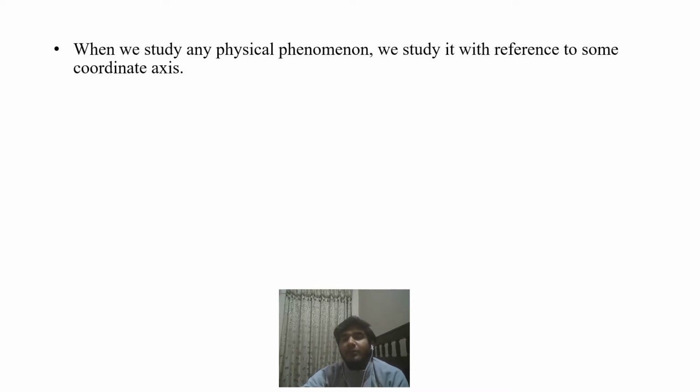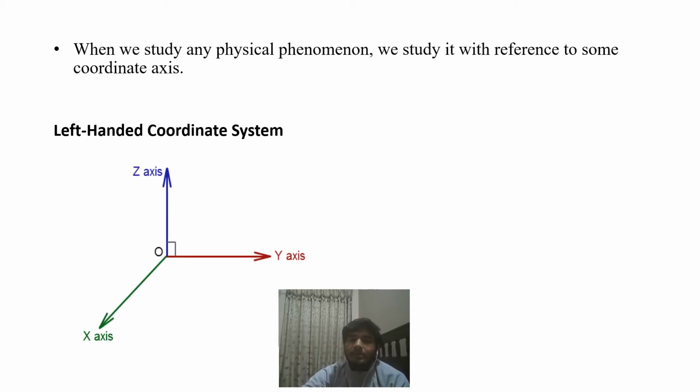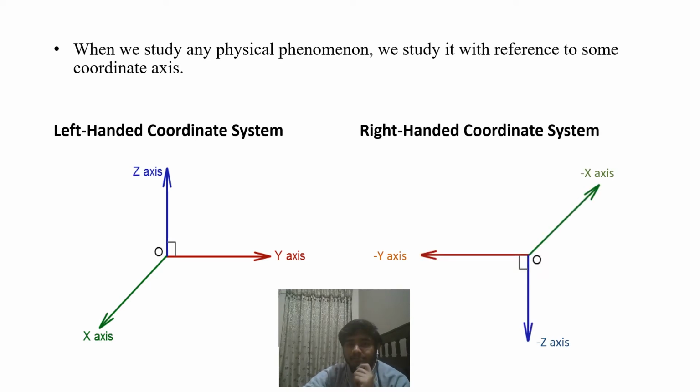Whenever we study any physical phenomena, we study it with reference to some coordinate axes. So we can categorize them as a left-handed coordinate system or a right-handed coordinate system. This is how a left-handed coordinate system would look, and this is how a right-handed coordinate system would look. So how can we actually know if a system is right-handed or left-handed? If we take our right hand and curl our fingers in the direction of the spin of the particle, and our thumb points in the direction of motion of the particle, then it's a right-handed system.